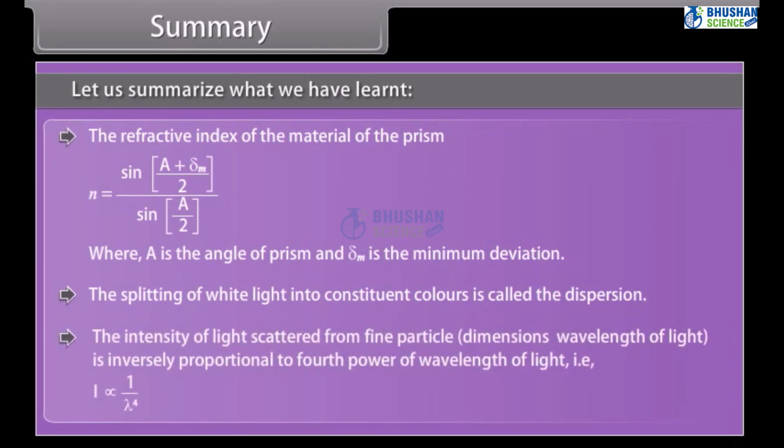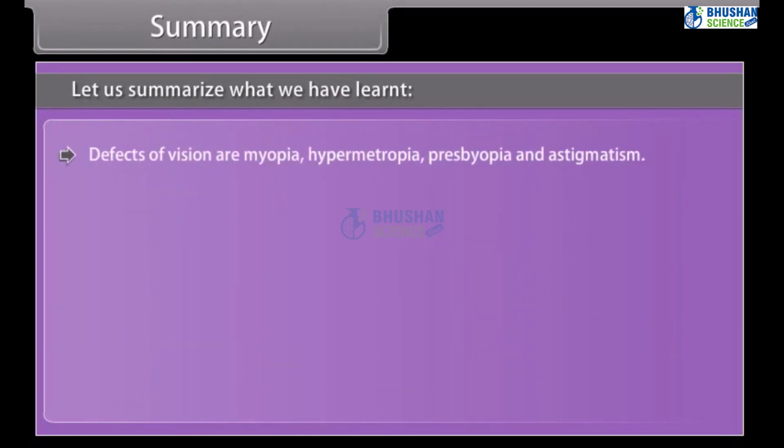The intensity of light scattered from fine particles, dimensions smaller than wavelength of light, is inversely proportional to fourth power of wavelength of light, that is, I directly proportional to 1 upon lambda raised to the power 4. Defects of vision are myopia, hypermetropia, presbyopia, and astigmatism.